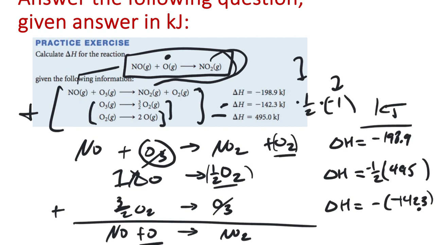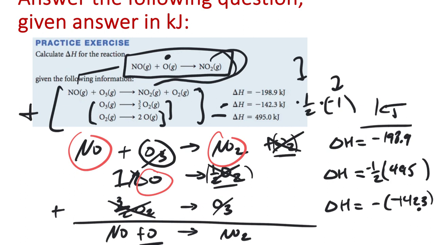Now, if you get good at these problems, you might be able to do the manipulations without writing out the reactions. But the first time or two you do these types of problems, I would be meticulous about writing out the reactions so that we really see how the reactions add up. And so the O3 is canceling, and then my 3/2 O2 is canceling with the 3/2 O2. And then we're left behind with the net NO plus O goes to NO2.